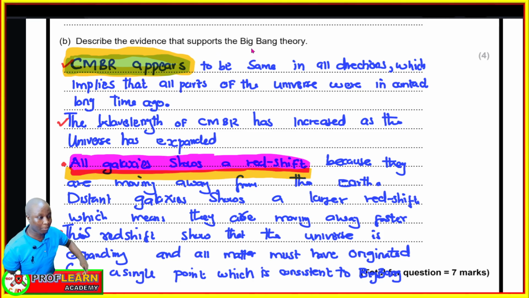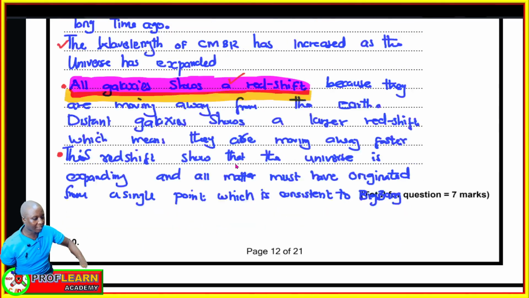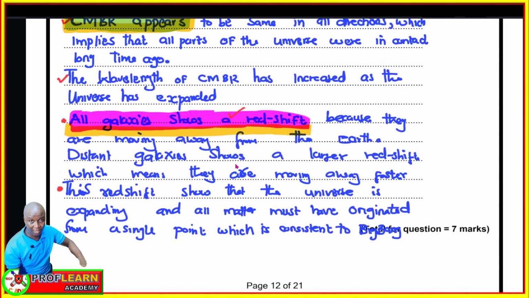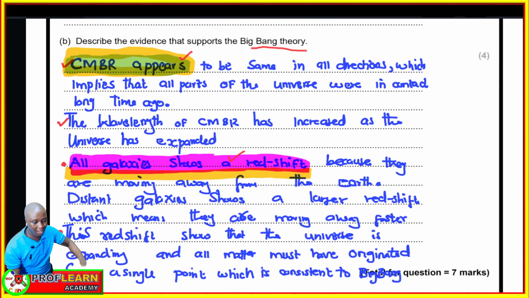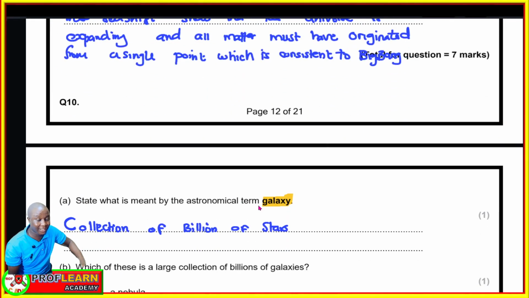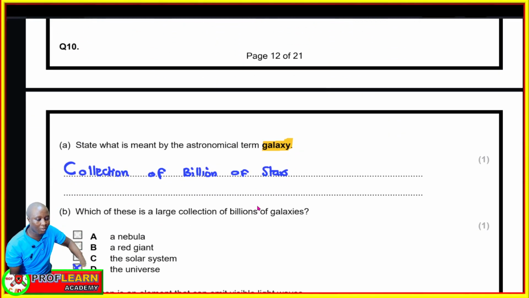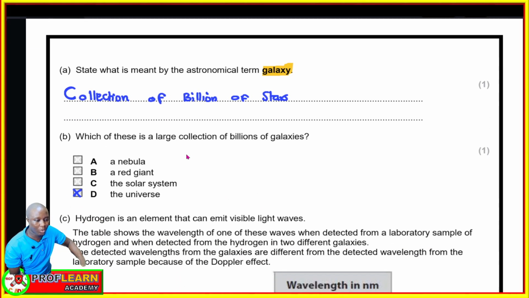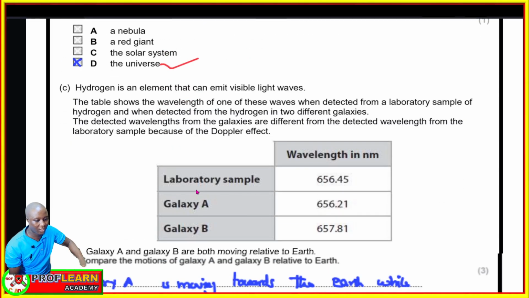Describe evidence that supports Big Bang theory. We have said the presence of CMBR, and all galaxies display a redshift. So basically that is how you are going to write your answers. For you to earn your marks, you can put it down so that you can proceed to the next question. State what's meant by a galaxy. A galaxy is a collection of billions of stars.